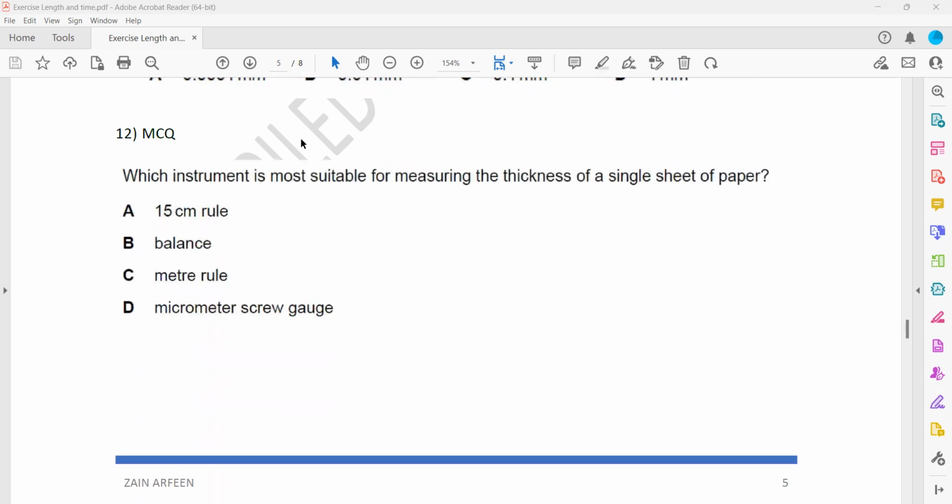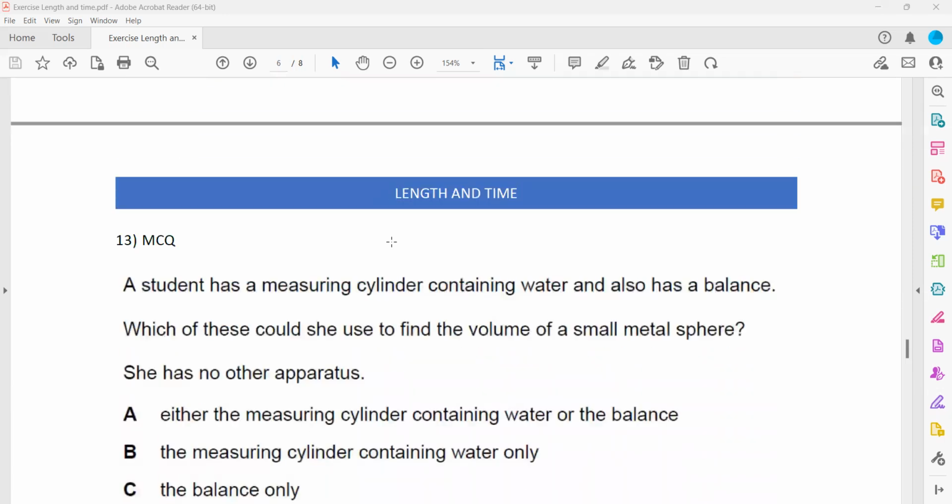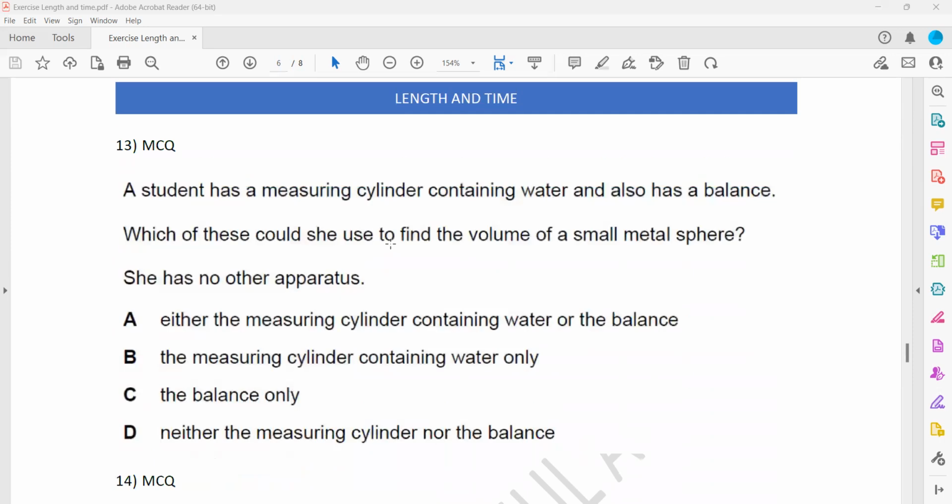Then which instrument is the most suitable for measuring a thickness? When we want to measure a small value, a shorter length, we prefer to use a micrometer. Because the 15 centimeter ruler will be 0.1 centimeter accurate. A balance is not at all suitable because it is used to measure the mass, and a meter rule is there to measure the length, but it is 0.1 centimeter accurate.